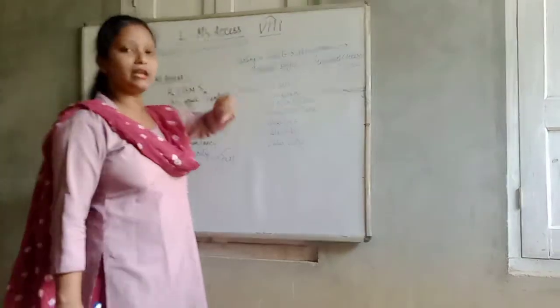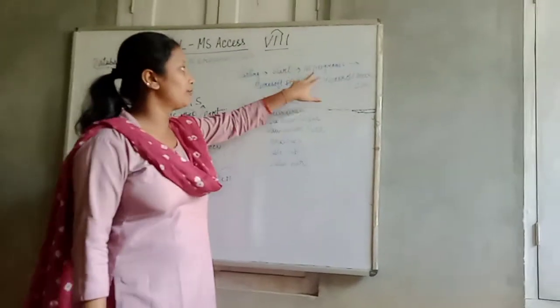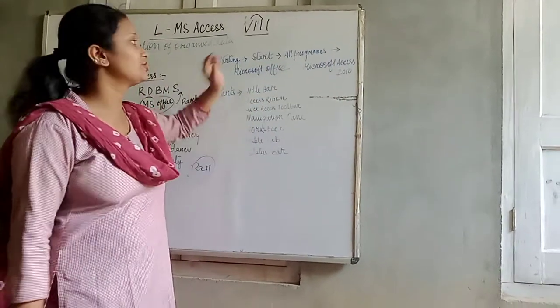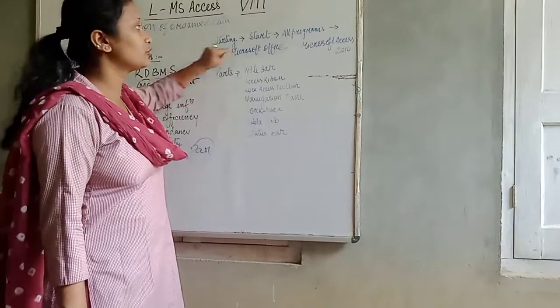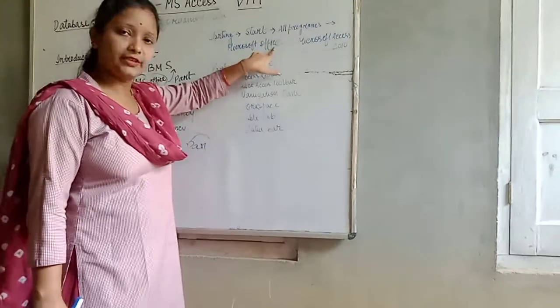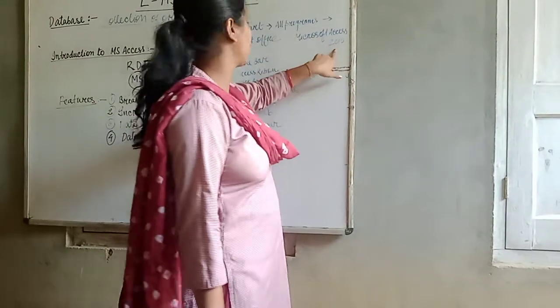Now how to start MSSS? Go to Start, All Programs, MS Office, Microsoft Office SS 2010. So this is the procedure. First you have to go to the Start button, then All Programs, then Microsoft Office, then Microsoft Office SS 2010.